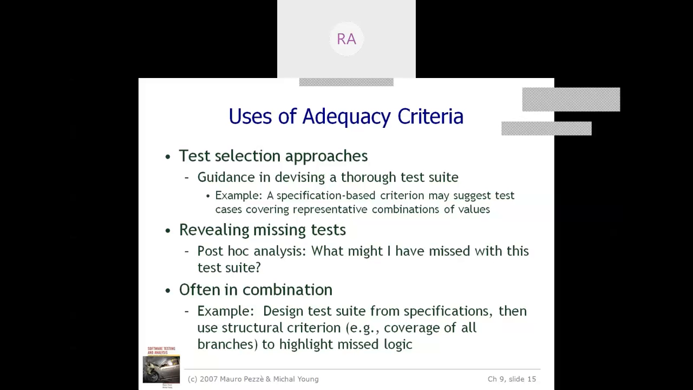Then after that we have something called "often in combination." What do you mean by this? Design a test suite from the specification, then you make use of a criterion to highlight the missed logic. Often in combination means the process is that first you design a test suite from the specification, then you apply the structural criterion on that particular test suite to check for the missed logic. Okay, these are the uses of adequacy criteria.